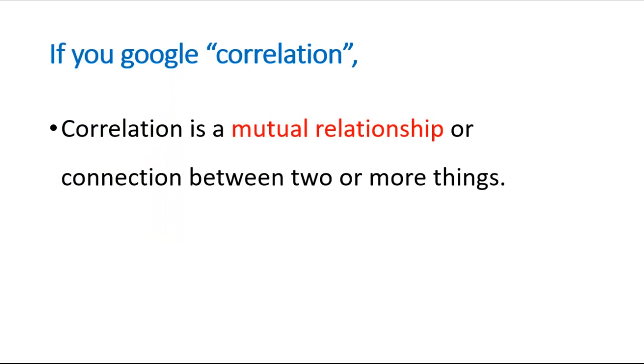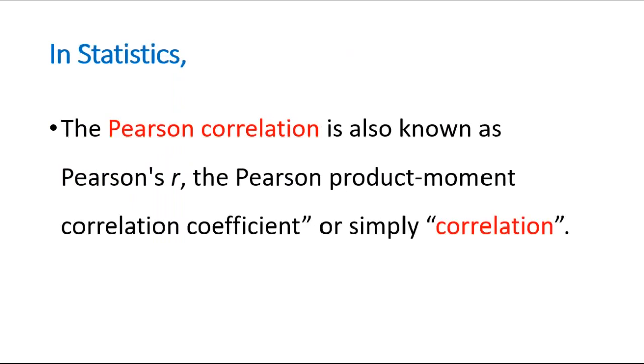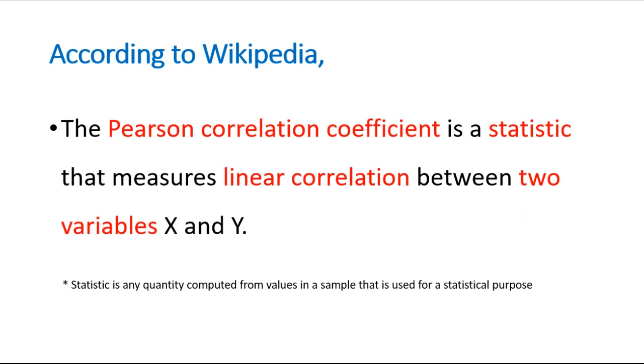If you Google correlation, correlation is defined as a mutual relationship or connection between two or more things. In statistics, correlation means Pearson correlation typically. The Pearson correlation is also known as Pearson's r, the Pearson product moment correlation coefficient, or simply correlation. According to Wikipedia, the Pearson correlation coefficient is a statistic that measures linear correlation between two variables, x and y.